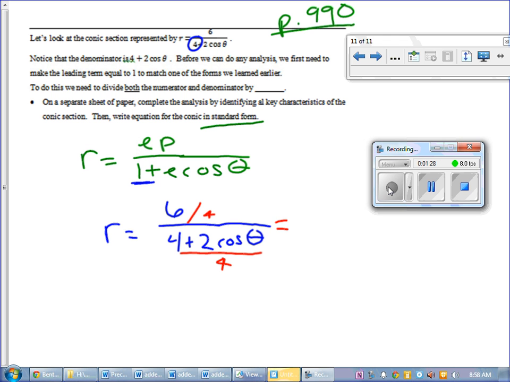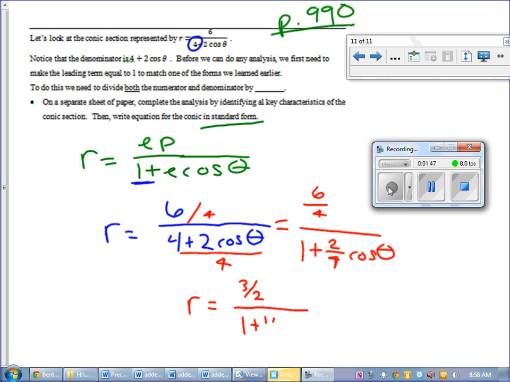So that makes the equation 6/4 over 1 plus 2/4 cosine theta. And you can simplify if you wish. r equals 3/2 over 1 plus 1/2 cosine theta. So you're always going to have to do that if the denominator starts with a number that's not 1.